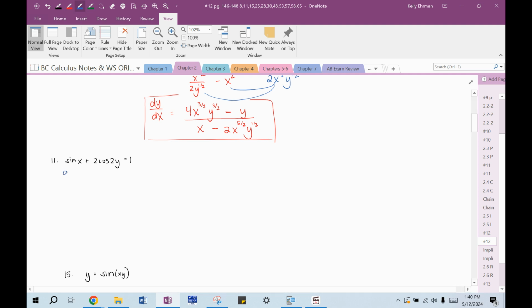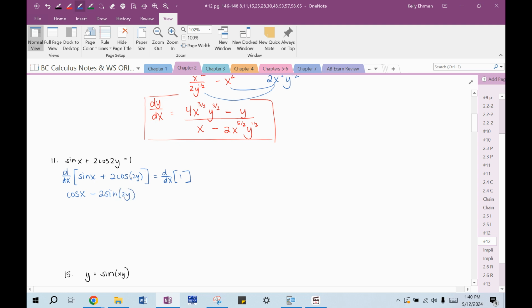So we're still differentiating with respect to x, both sides of the equation. I like to put my angles in parentheses to remind myself that we're going to need the chain rule because there's a nested expression inside of a cosine function. So take the derivative of both sides. The derivative of sine x is cosine x. The derivative of 2 cosine is minus 2 sine of the angle, 2y.